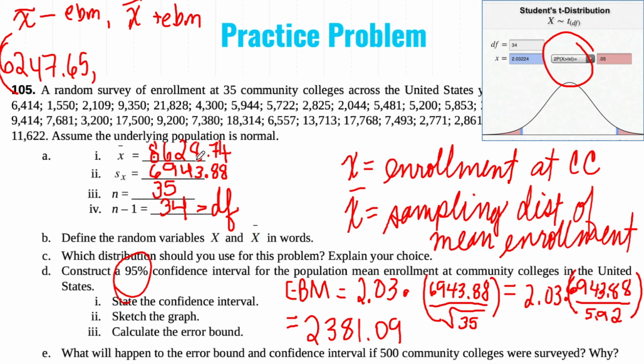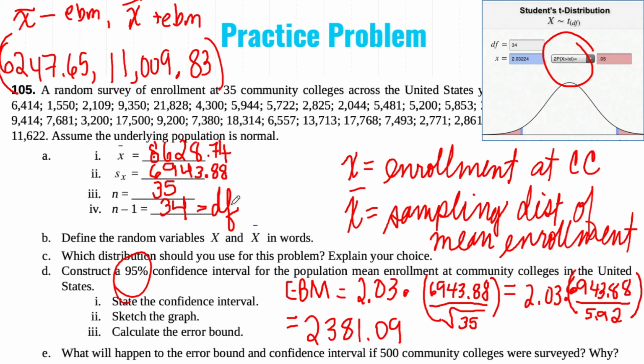2,381.09 is. So this means that we are 95% confident that the true population mean of enrollment at community colleges across the United States lies between 6,247.65 students and 11,009.83 students. Now, as a final question, what will happen to the error bound and confidence interval if 500 community colleges were surveyed, and why?